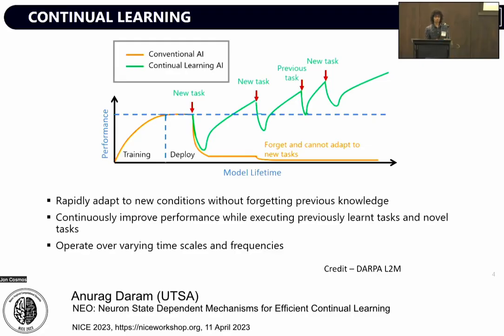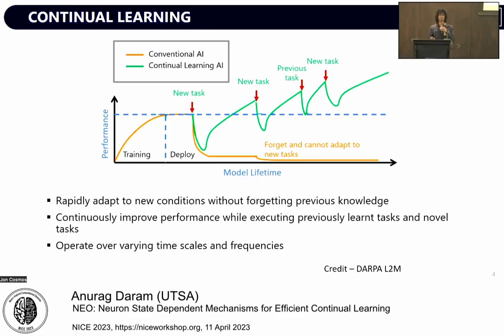So what is continual learning? Continual learning AI, even though it's an overarching definition, is a system that should be able to rapidly adapt to new conditions or tasks without forgetting previous knowledge. And at the same time, it should be able to continuously improve its performance on both the previously seen as well as the novel tasks.